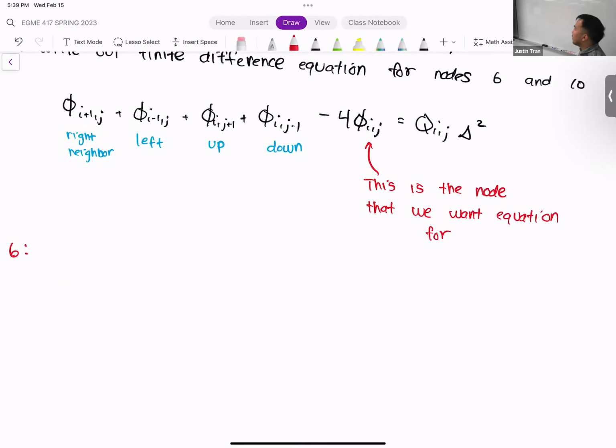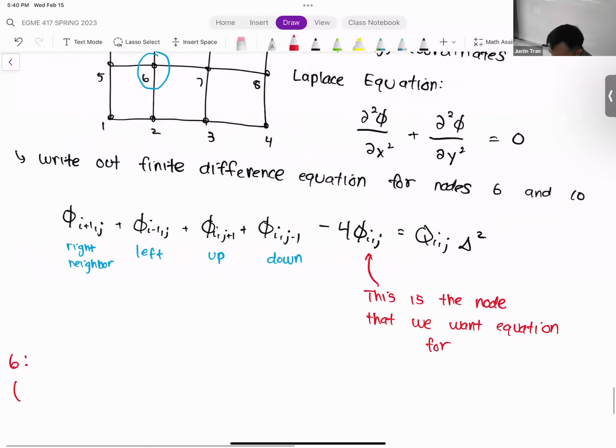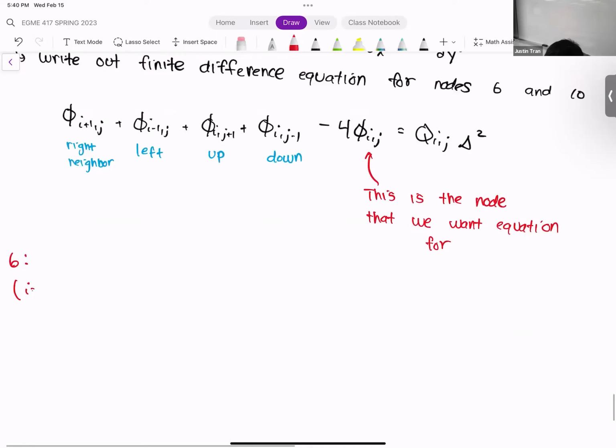I usually like to do this: for each of the equations that I write down, I just write the ID number for the node along with a colon. One thing that can help too is that you can write down the I and J coordinates for this node as well. So let's look at node 6. Node 6 is right there. If we look at its location relative to the origin, remember the origin has ij coordinates of 1, 1. Node 6 here is going to be 2, 2. And so here we have I equal to 2 and J equal to 2.